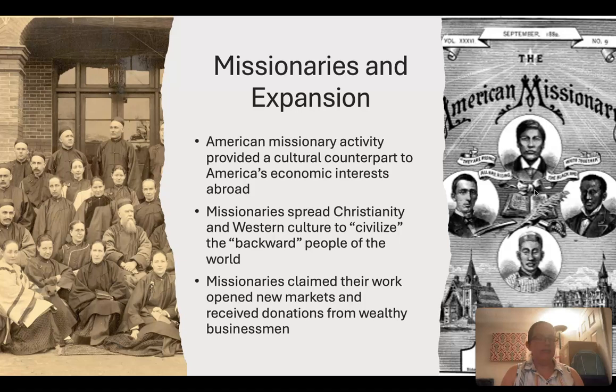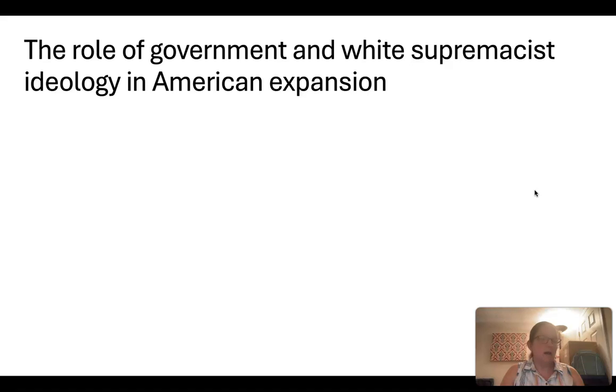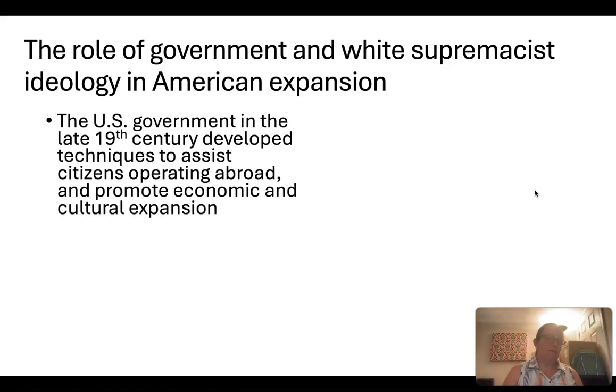All of these expansionary tactics were carried on by private citizens, private interests. So what was the role that the American federal government was playing? Well, it's really designed to promote these private impulses. And the government basically had to decide how we are going to promote this. So in the late 19th century, the American government developed techniques to help and assist citizens who were operating abroad and promote economic and cultural expansion.